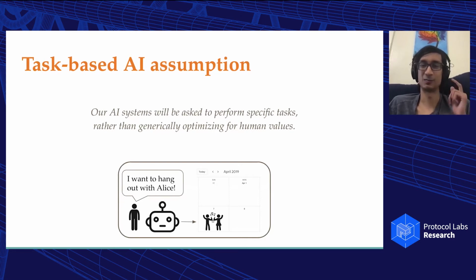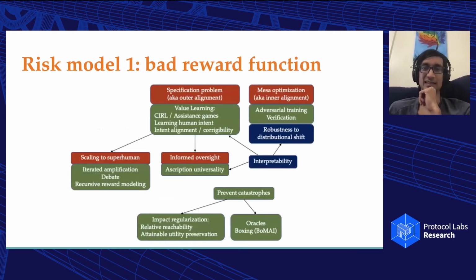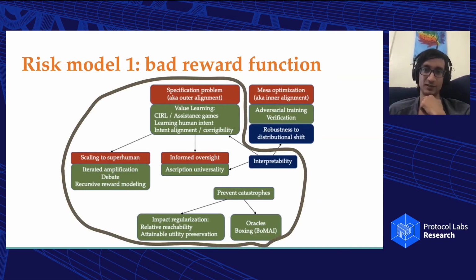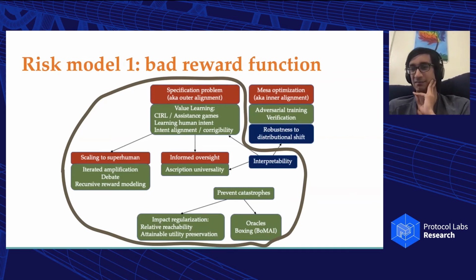So back to risk models for the deep learning case. The first one is that you have a bad reward function or loss function that you train your AI system on. And so that would be this area of the graph. It's basically the same thing as in the utility maximizer case. For obvious reasons, reward functions are very similar to utility functions. And so many of the same things apply.